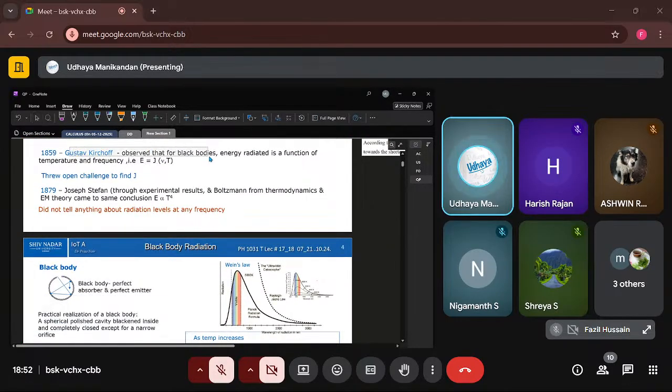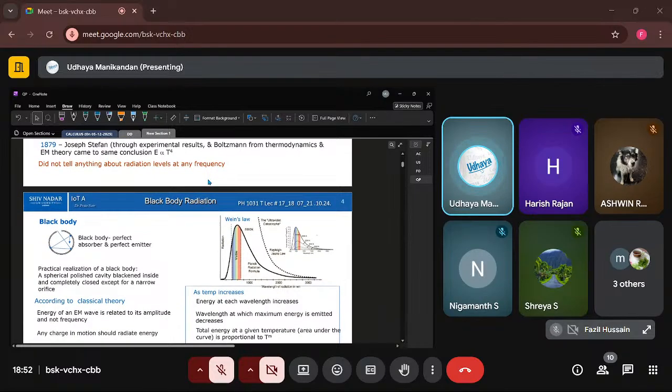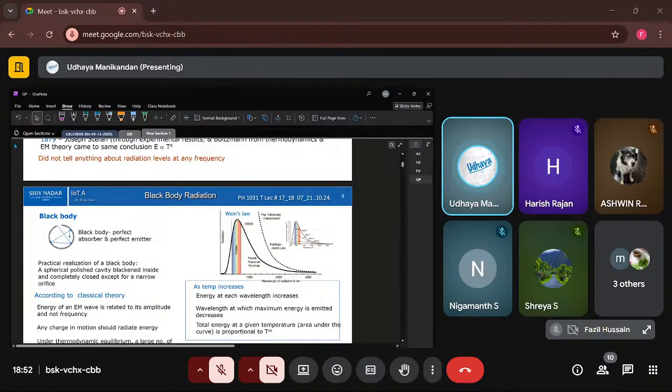Kirchhoff observed that for black bodies, energy is a function of temperature and frequency, but that function could not be deduced. Stefan gave an expression that this energy is directly proportional to T^4, energy per unit area per unit time. So Stefan gave that expression, along with Boltzmann, the Stefan-Boltzmann law. And this did not talk about radiation levels at any frequency. This was again not a generalized one.